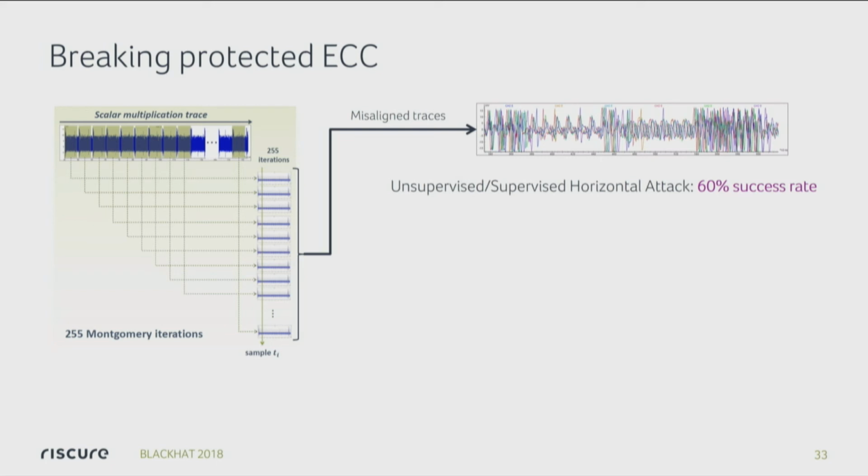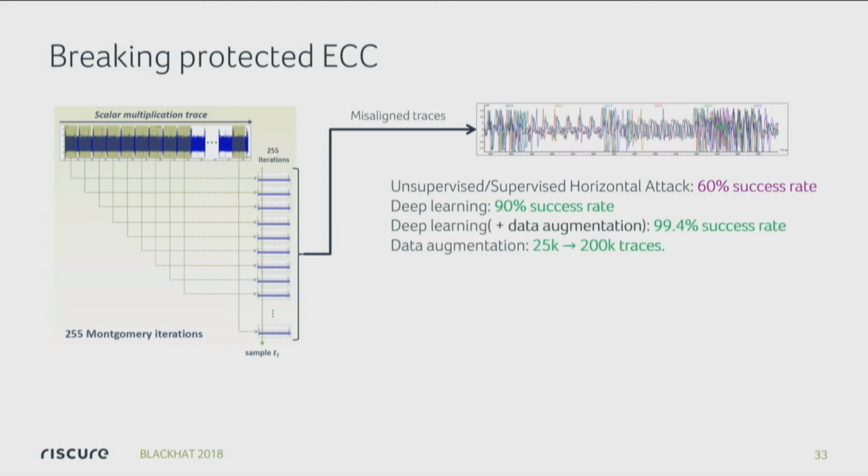And we used our normal attacks, so unsupervised and supervised horizontal attacks, which gives us about a 60% success rate, which is actually not that great. If you do a random coin flip, you get to 50% in this case. Deep learning, after fiddling with the network, we actually got to 90%. And after we did data augmentation, we got to 99.4% success rate.